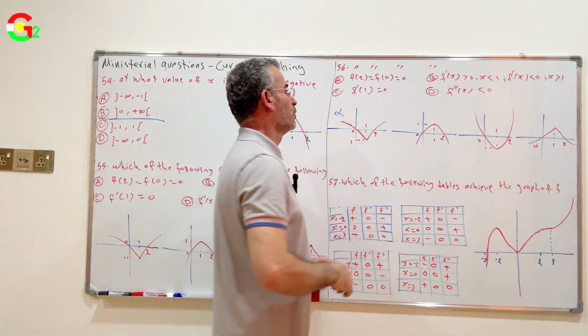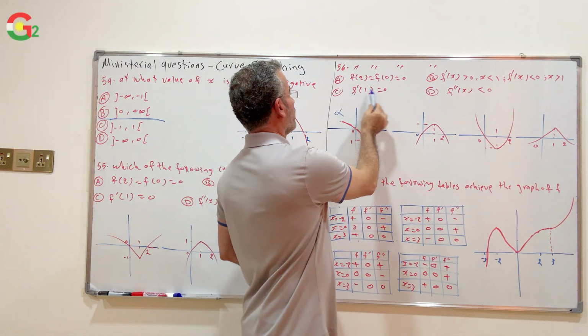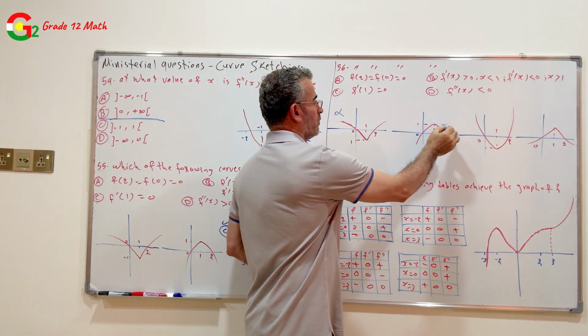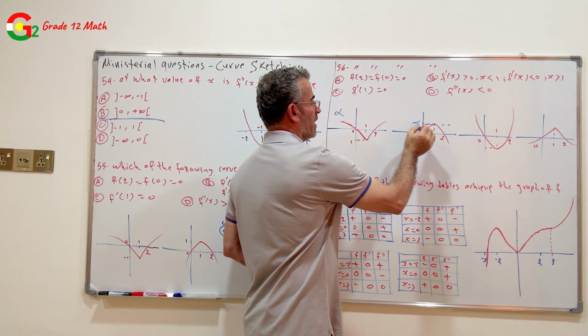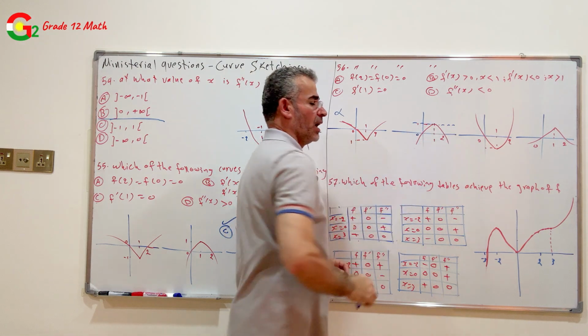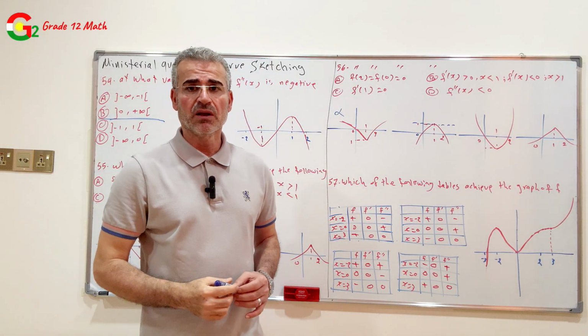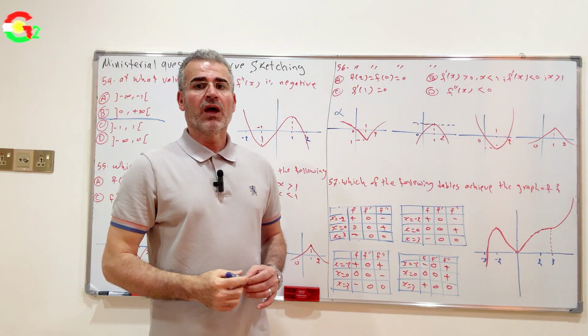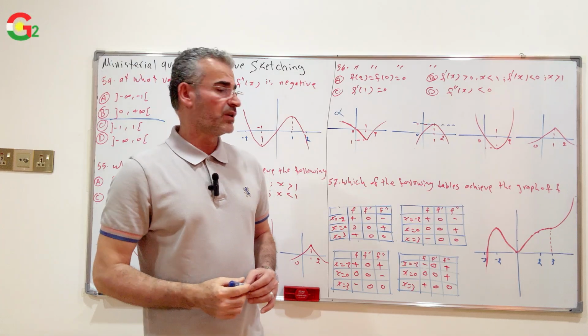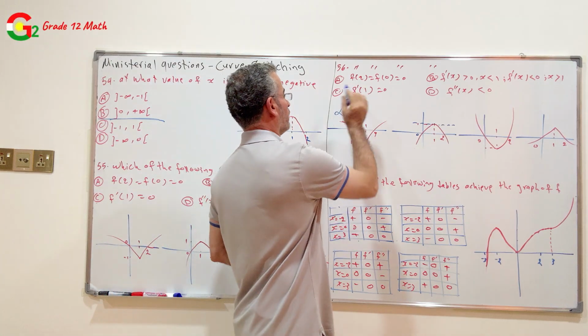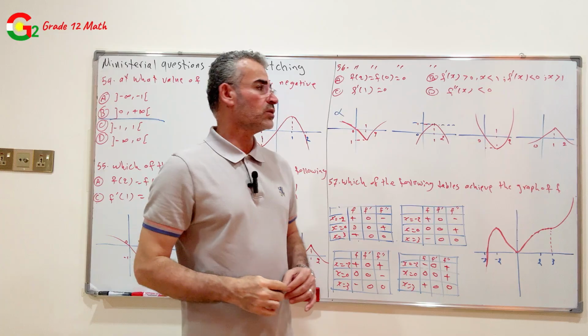Therefore, B is true also. F prime of 1 equals 0. At 1, the graph has a horizontal tangent line and a local maximum value. Therefore, it is a critical point at x equals 1 and the derivative should be 0. Therefore, this statement is also true.